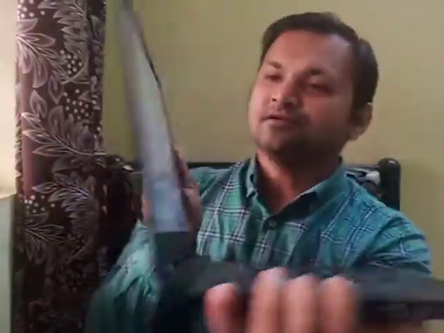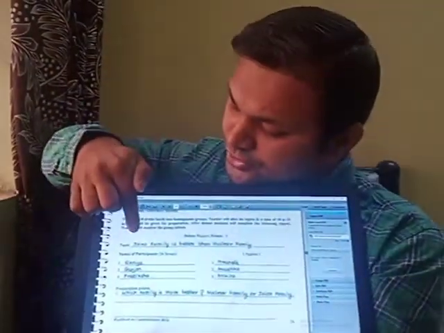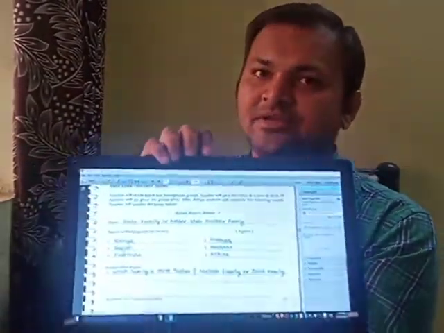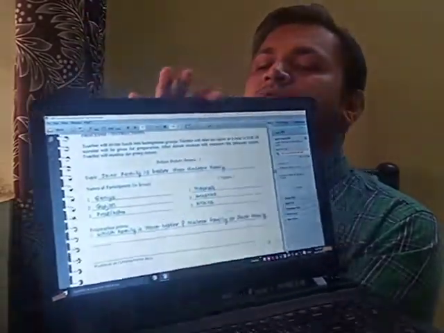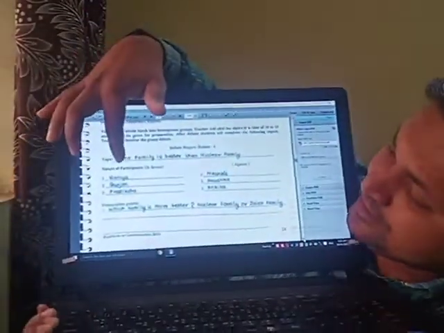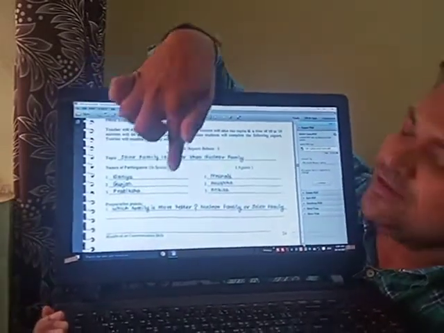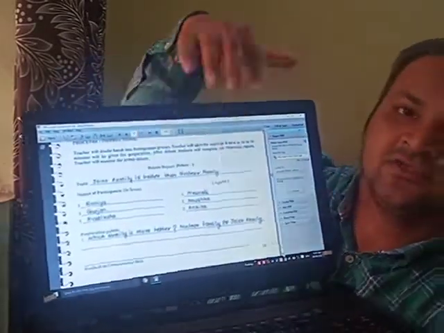You have to select the topic first. Here you can see in the sample workbook on the screen, the topic is joint family is better than nuclear family. So this is the topic for group debate. Here you have to write the names of participants in favor and the names of participants who are against. So favor and against you have to write. Then below those lines you have to write your preparation points, on which points you are going to talk in this debate.